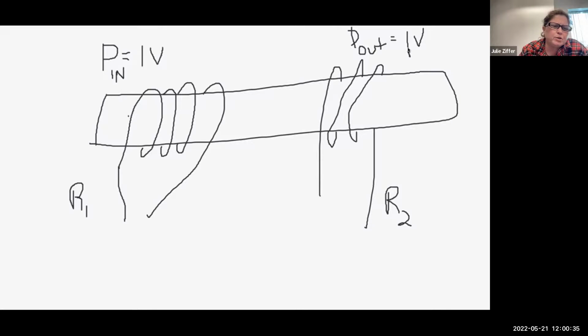Yes. But we don't usually talk about resistance, even though resistance exists. We don't talk about resistance in these systems very often. We usually are just interested in the potential and in the current.